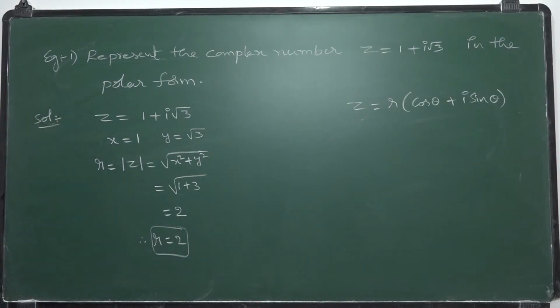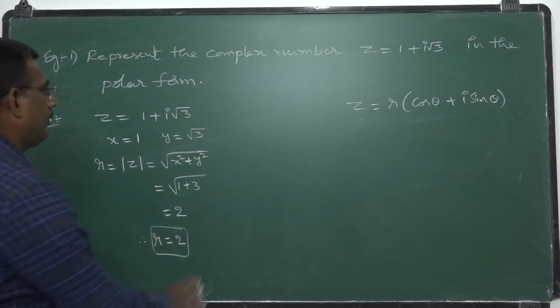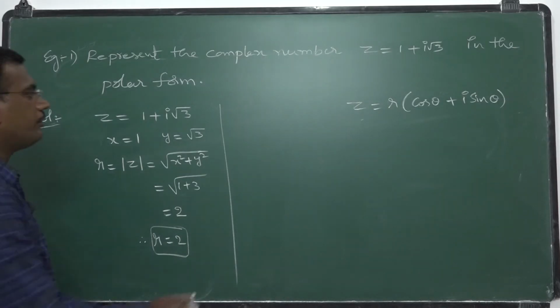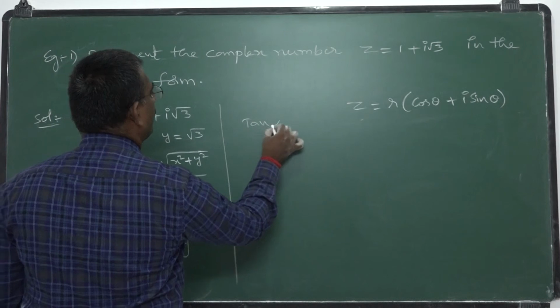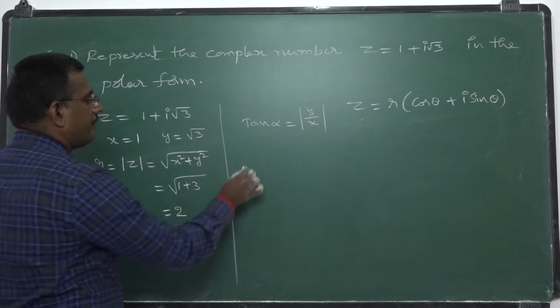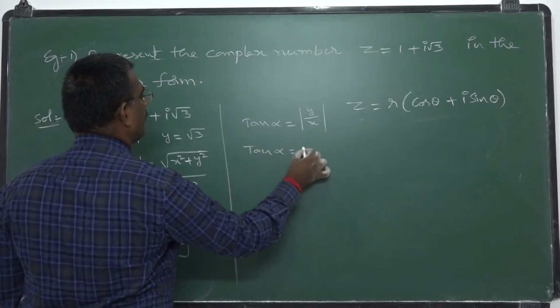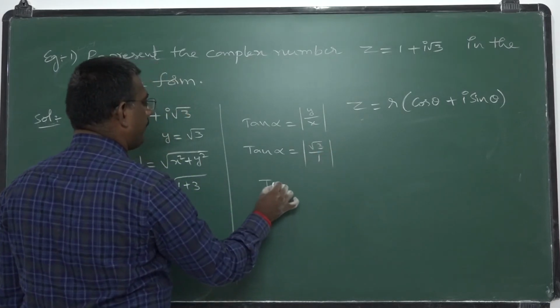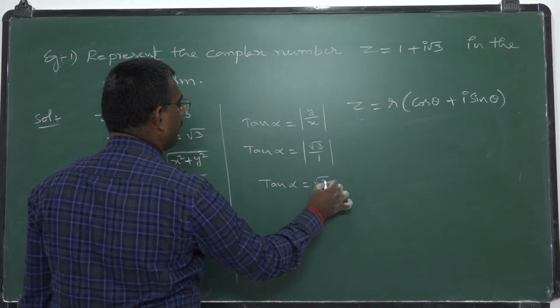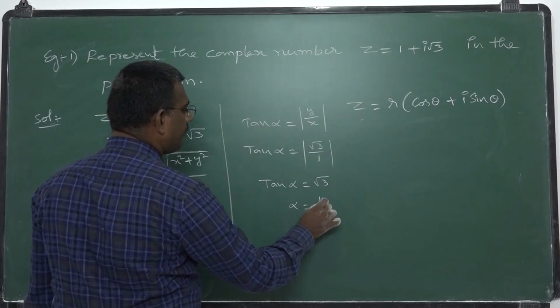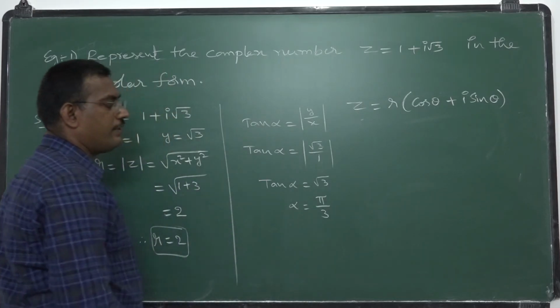Next, we have to find the principal argument of the complex number, that is theta. For finding theta, first find alpha. I take the equation tan alpha equal to modulus of y by x. That implies tan alpha equal to modulus of root 3 by 1, that is root 3. Therefore alpha equal to 60 degrees, since tan 60 degrees is root 3. 60 degrees means pi by 3 radians. So alpha equal to pi by 3.